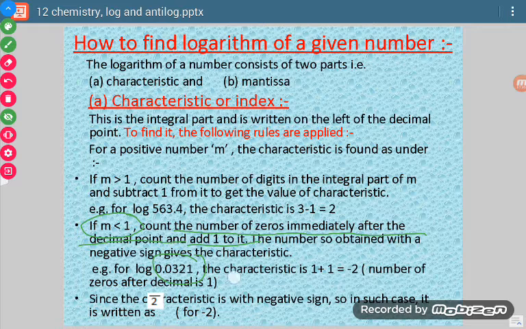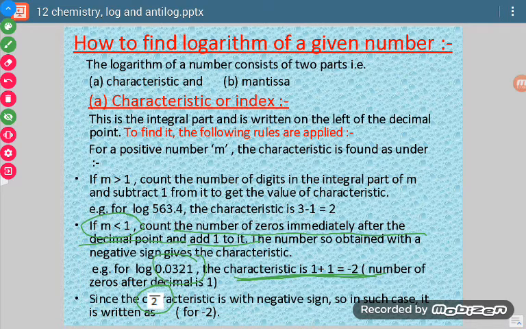Now in such case this value which we are getting should be negative value. Okay, so characteristic value is -2. Now how to write it? We have to write it like this. Okay, 2 bar. So it is written as 2 bar.